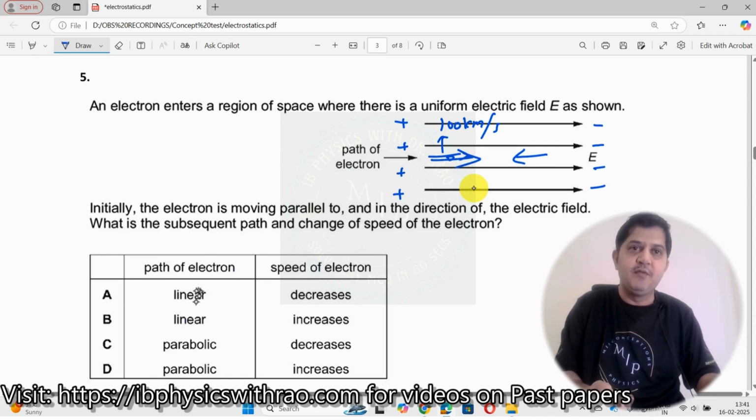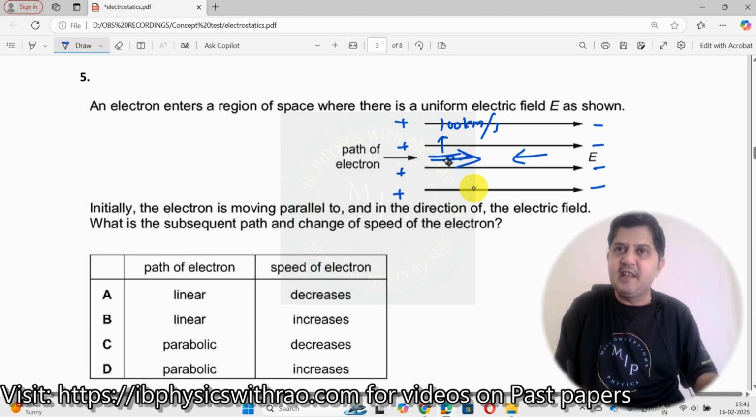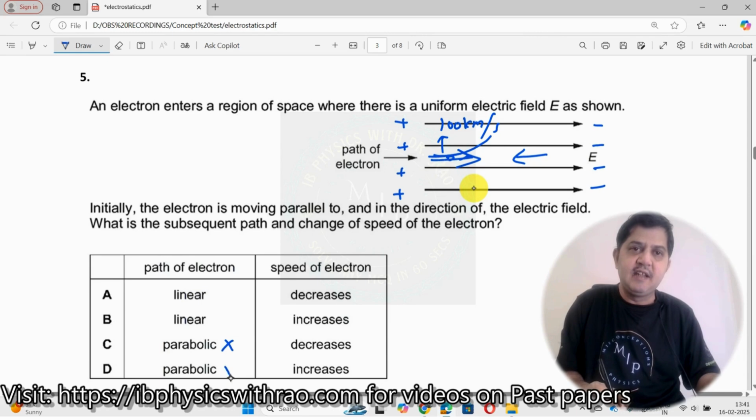Right? Now, which of them is right here? Path of the electron: linear, parabolic. Does it take a parabolic path? Does it go like this? No, it doesn't go like that, right? So parabolic is incorrect. Definitely the path of the electron is linear. So two of them are right.